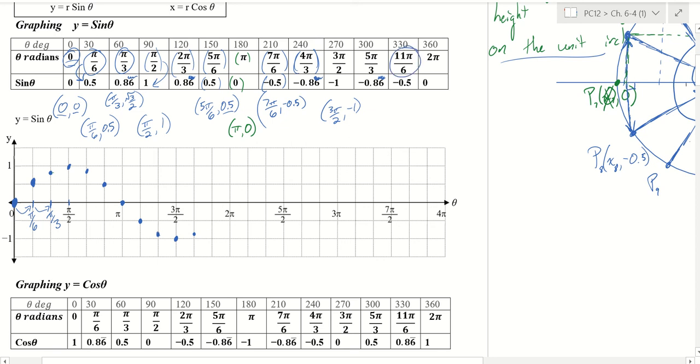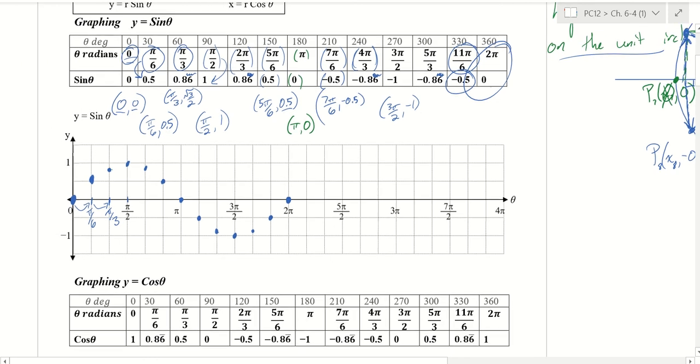So let's look at this ordered pair as well. For 11 pi over 6, we have -0.5, so that'll be right here. And for a full rotation of 2 pi radians, we're going to be back at 0, right? We're not going to be above or below the x-axis at all. We're going to be on the x-axis. So what's the height of that point on the unit circle? It's going to be 0.